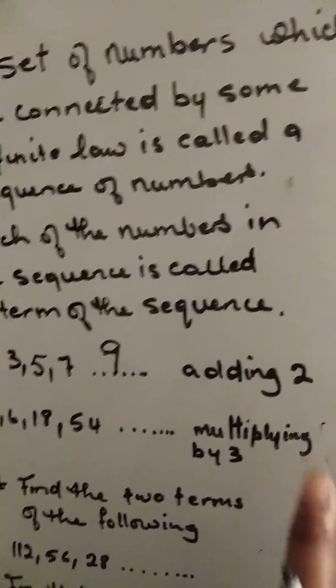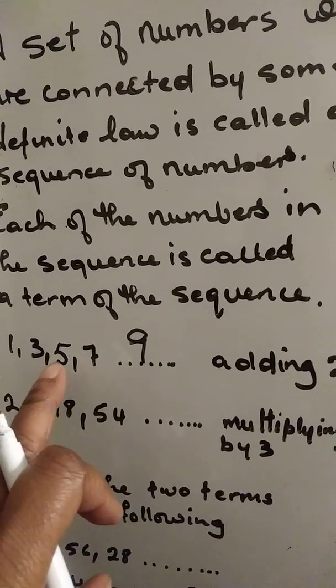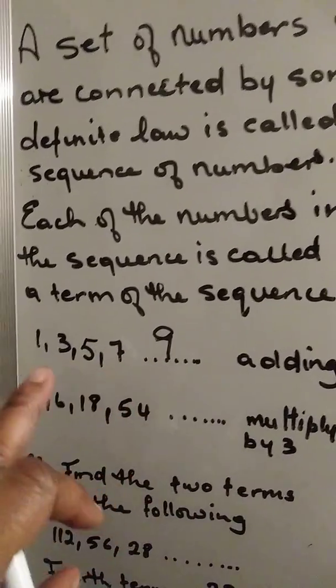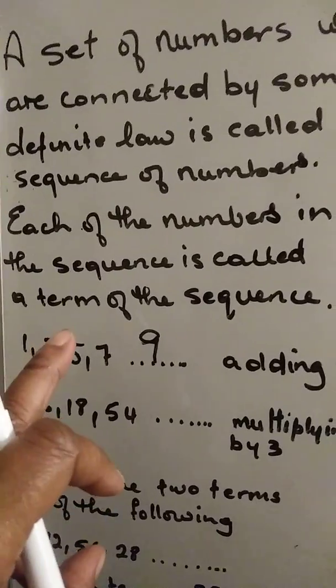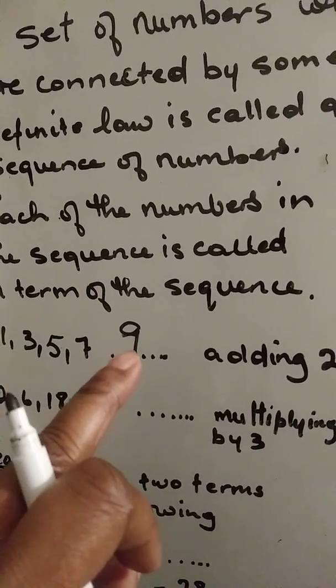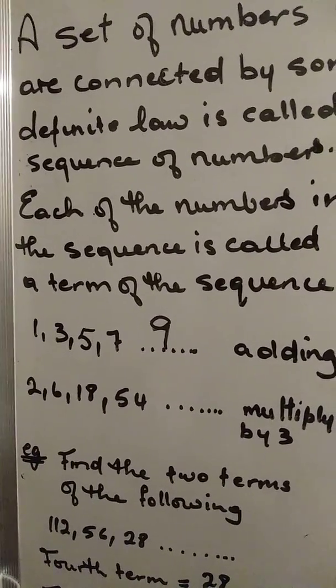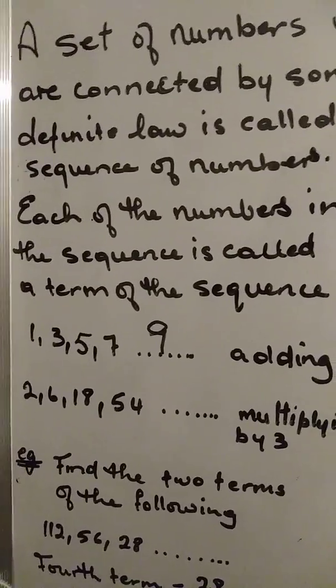So by adding 2 each time, 1, 3 plus 2, 5 plus 2, 7 plus 2, we arrive at 9. And this series is going up by adding 2 each time.